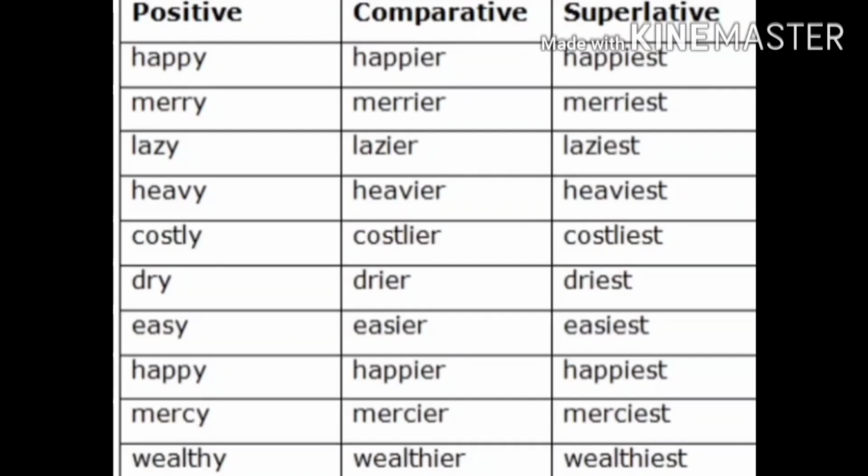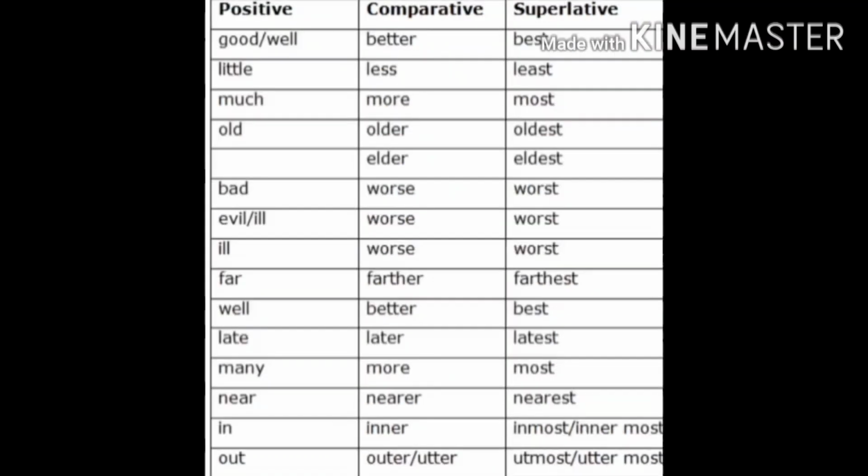See, here is a list of positive, comparative and superlative degrees of adjectives. I'll read a few of them. Happy, happier, happiest. Merry, merrier, merriest. Lazy, lazier, laziest. You can go through it.